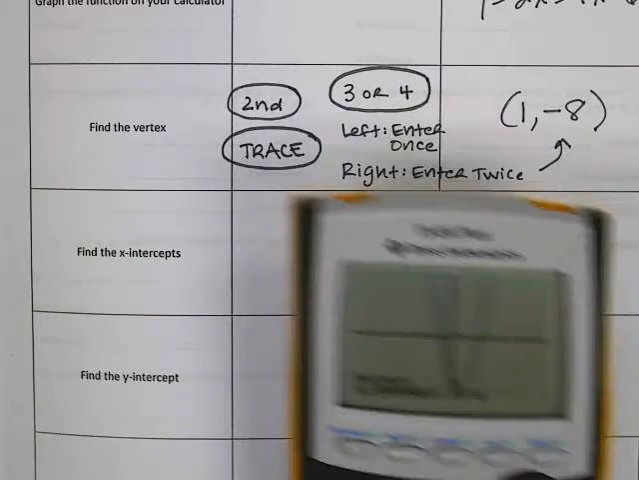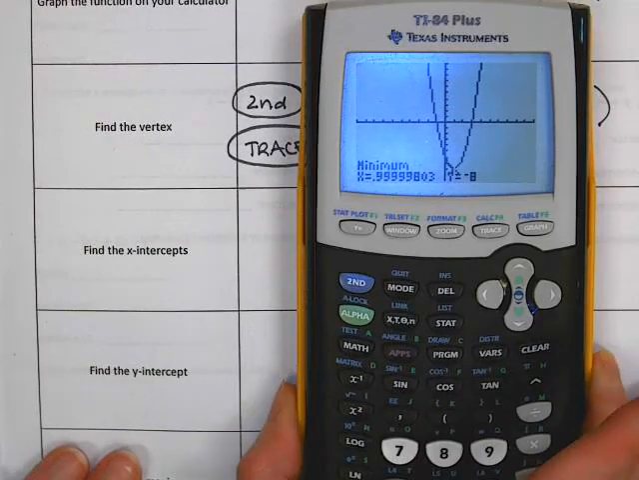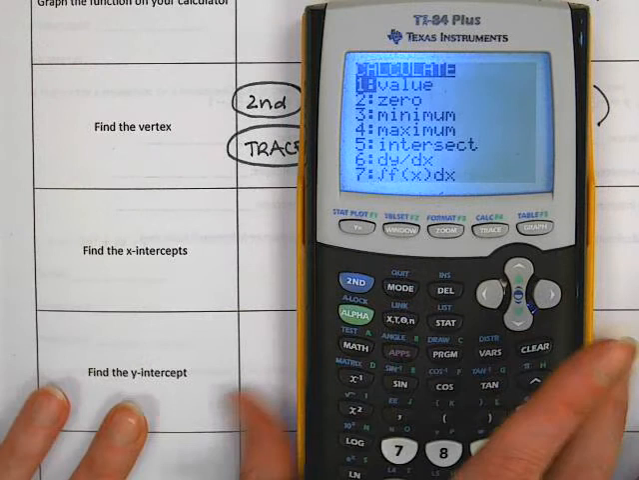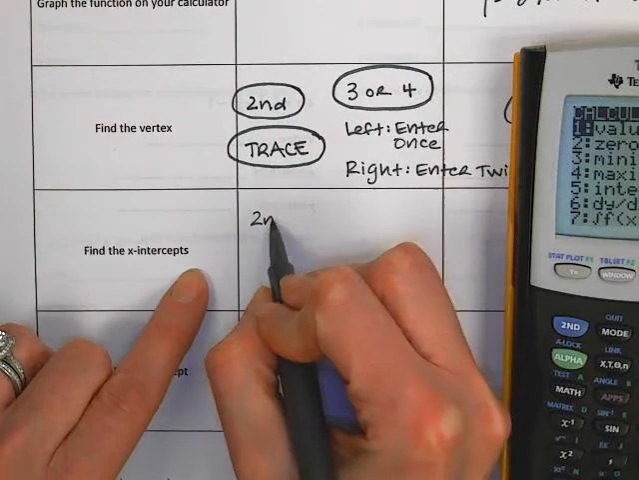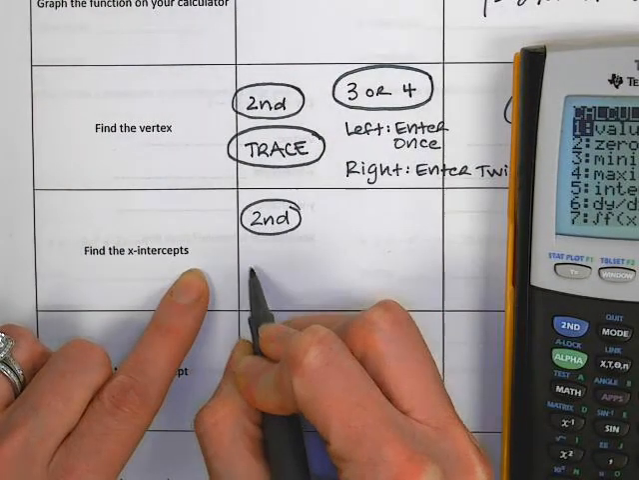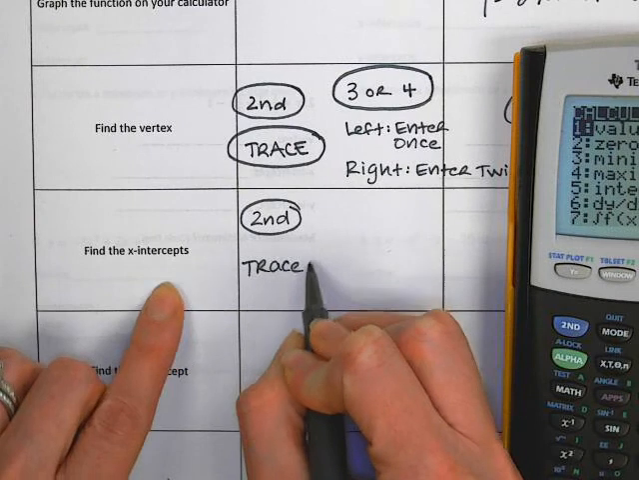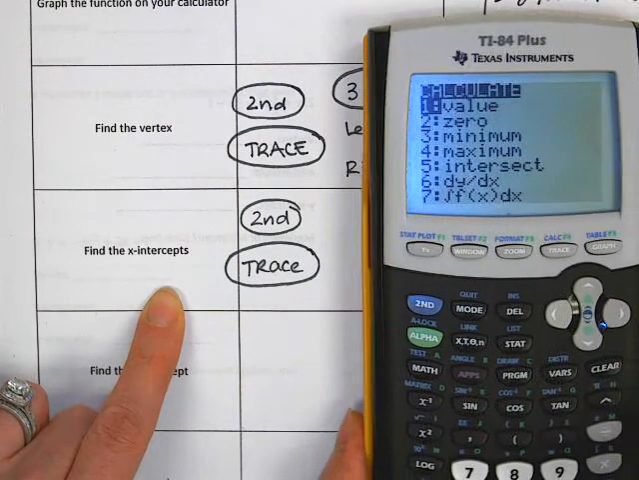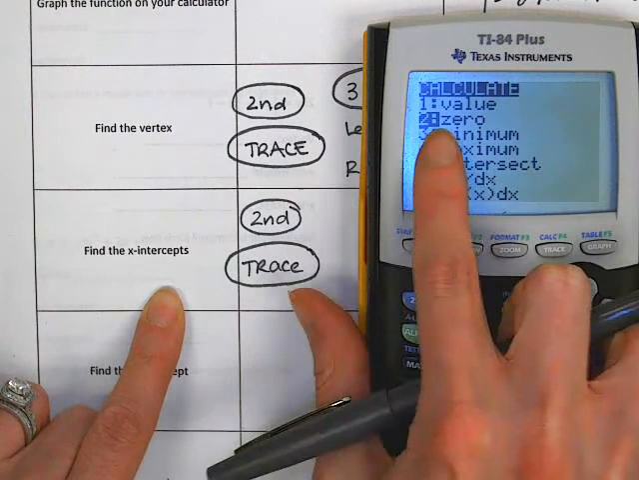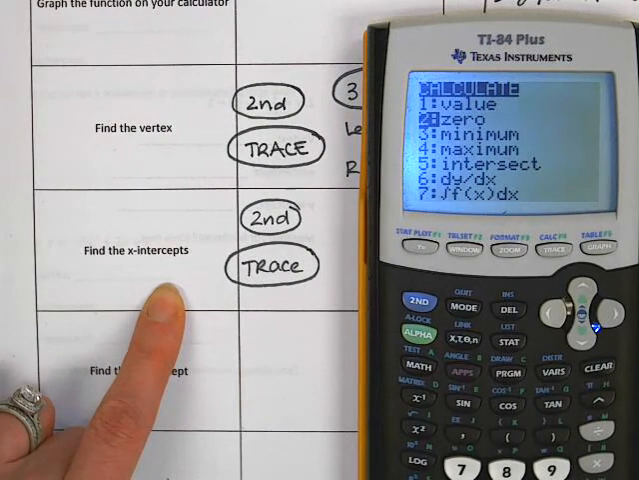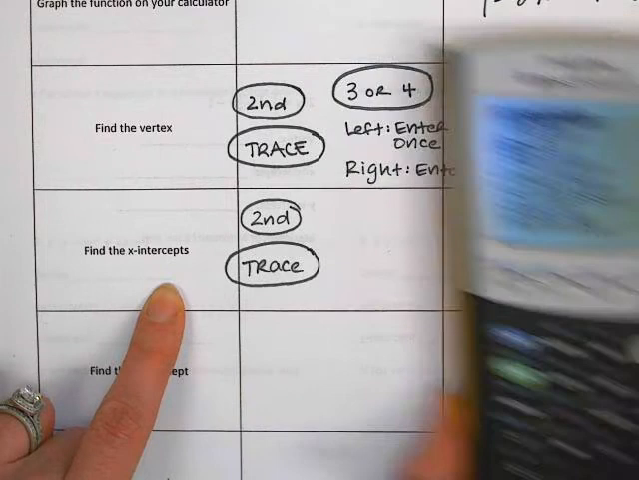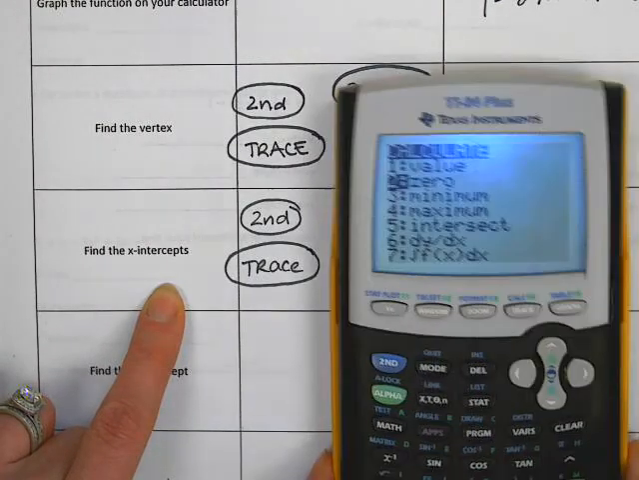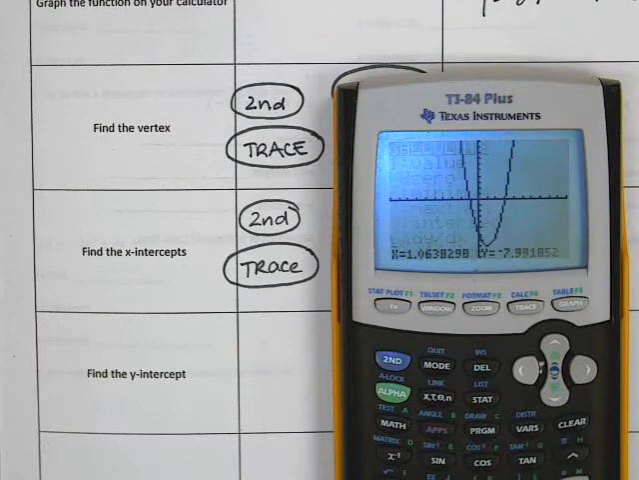Okay, to find the x-intercepts, you go to second trace again. So let's write that down. Second trace again. And another word for the x-intercepts is a zero. So you're going to go to option 2, because that's zeros. Okay, hit enter.